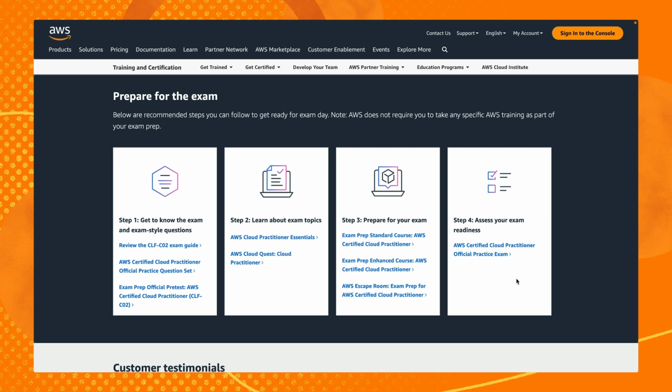And then step four is to assess your exam readiness. AWS have their own official practice exams that you can go ahead and try out. And we have exam simulators on the Pluralsight website. I highly recommend checking them out because they break down your results based on the different domains, depending on which exam you're going to do.